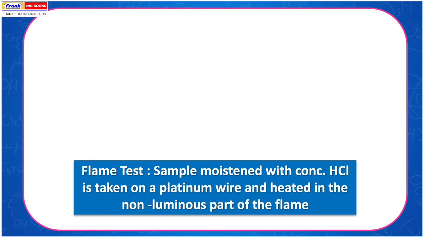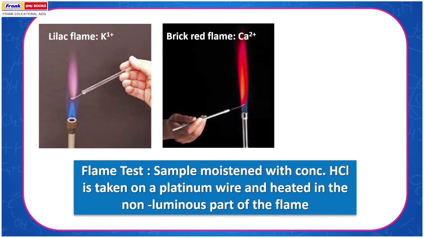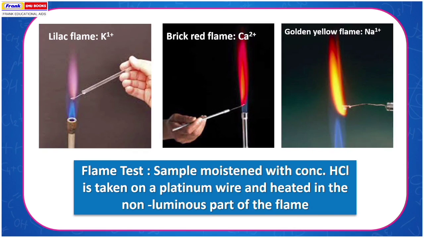Flame test. Sample moistened with concentrated HCl is taken on a platinum wire and heated in the non-luminous part of the flame. If the sample contains potassium ions, we get lilac flame. If the sample contains calcium ion, we get brick red flame. While if the sample contains sodium ion, we get golden yellow flame.